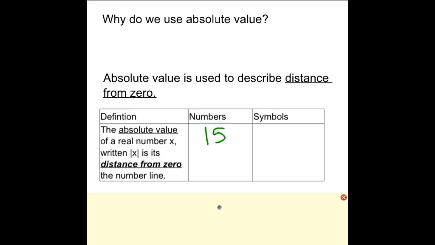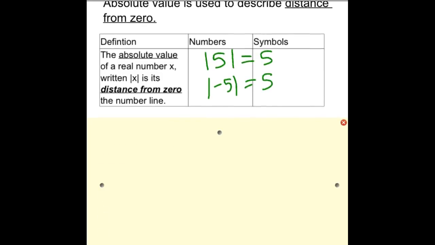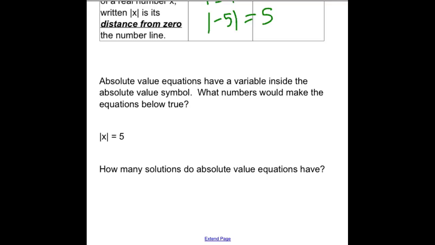So if we're saying the absolute value of 5, it's those 2 bars around 5, well, that's going to be 5. And the absolute value of -5 is also going to be 5. Remember, absolute value is always positive. When we talk about distance, we always talk with positive numbers.